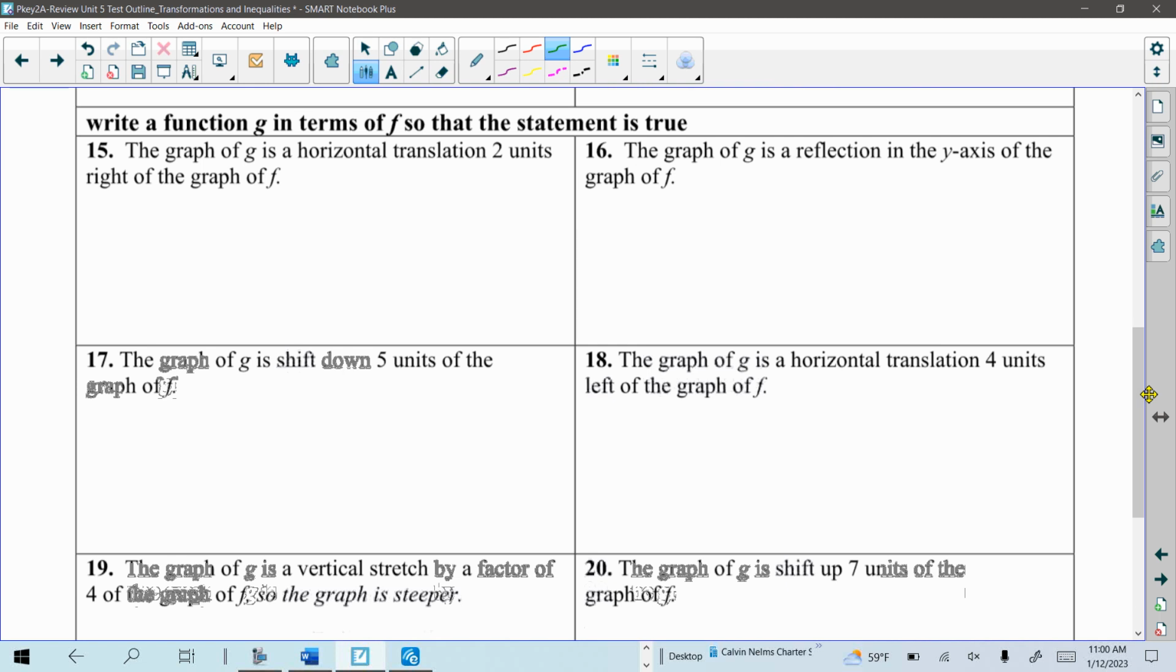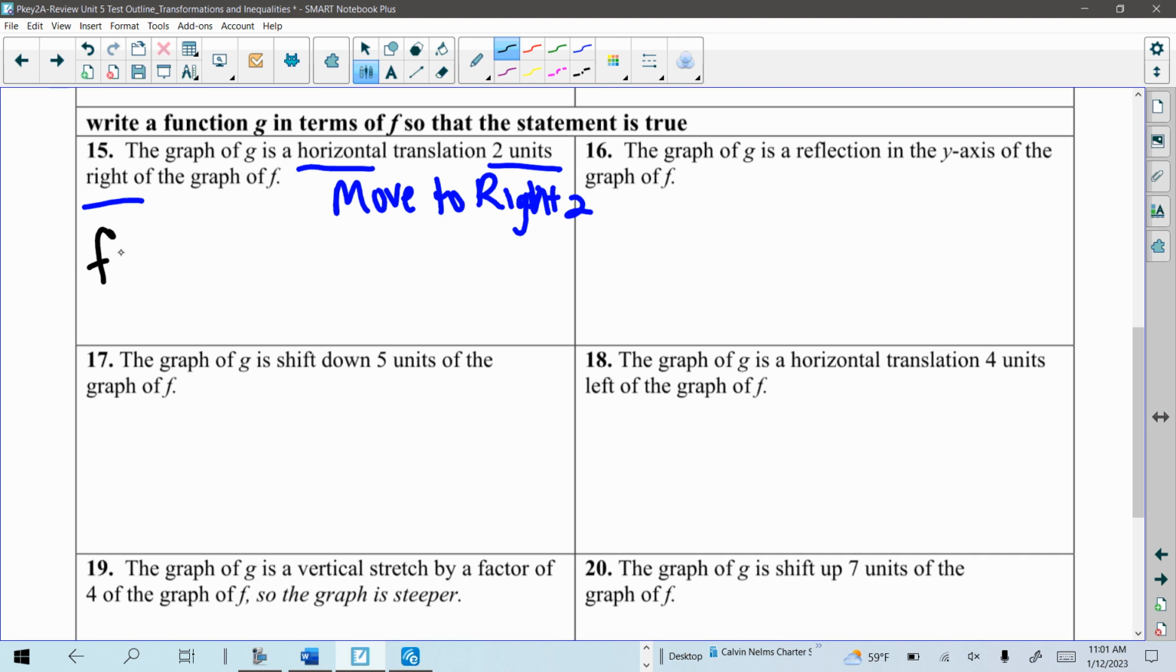Now, they want you to write a function g in terms of f. So you have to look at the keywords, guys. The graph of g is a horizontal translation 2 units to the right. That's important. So anything moving, basically this is saying I'm moving to the right 2. Which rule deals with moving to the right? Minus c, that's the rule for moving to the right.